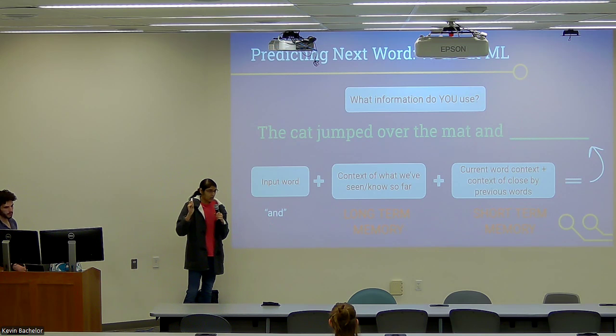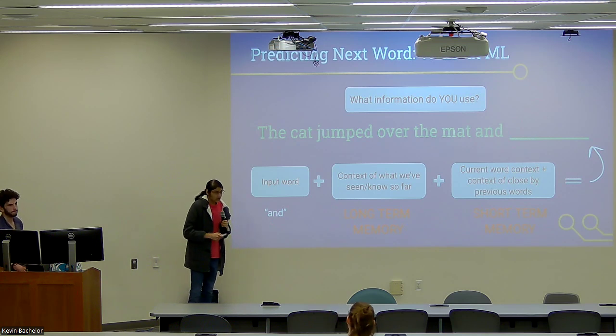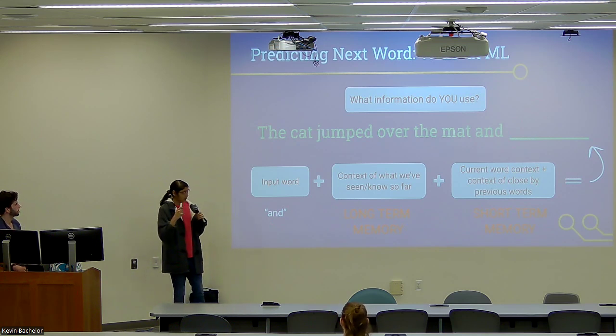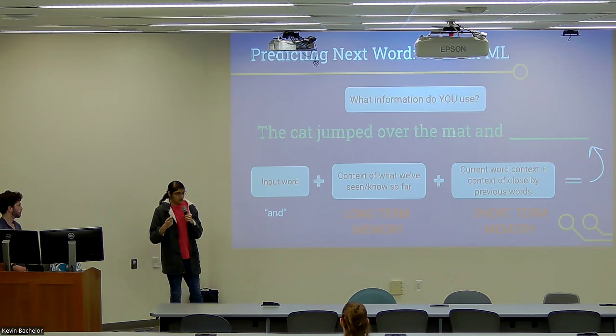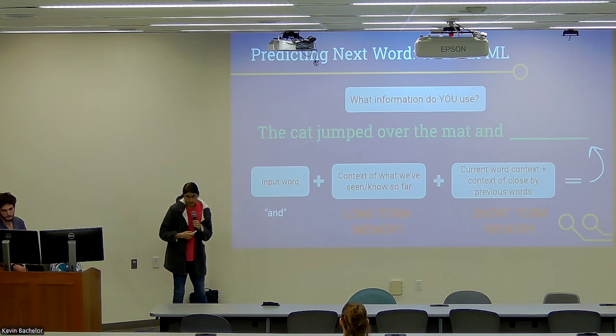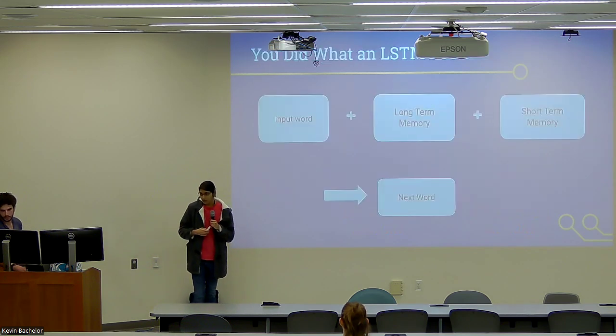So another way we can say this is we took this last word that we left off at, and we also had this long-term memory of everything we saw, and we also had the short-term memory of the things that we kind of saw more recently. And we combined those. We took our long-term memory, some short-term memory, and this last word. We combined them in some way, and then we got our next word.